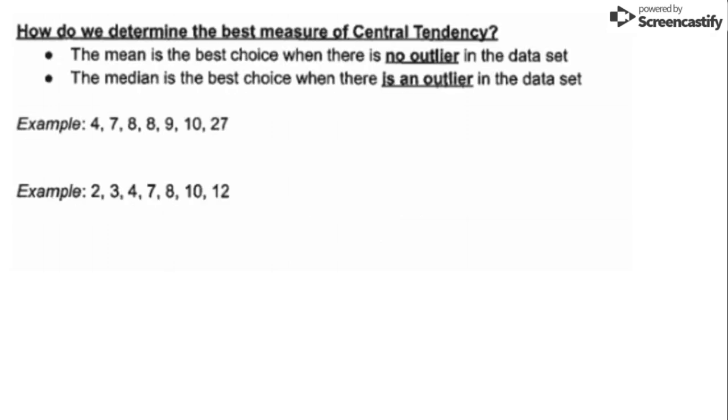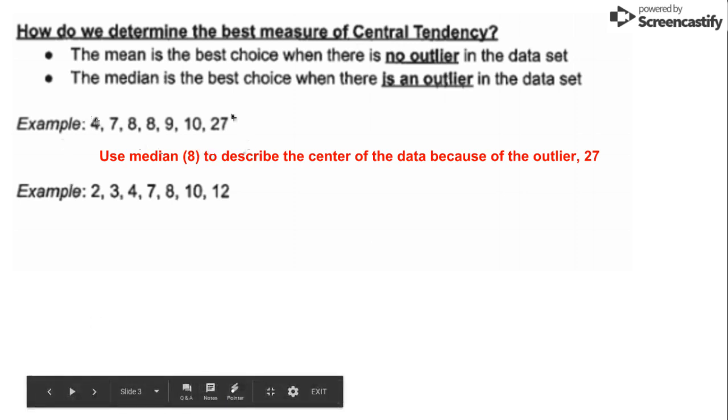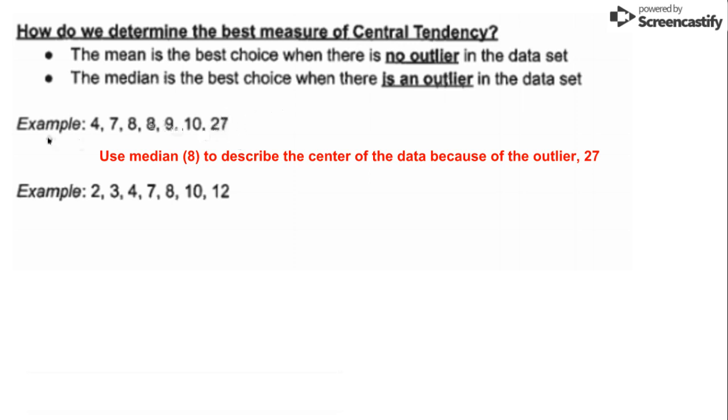So as we said, we want to describe the center of these data sets using the best measure of central tendency, the best measure of center. So the mean is going to be the best choice when there's no outlier. The median is the best choice when there is an outlier. So for example, this first one has an outlier of 27. It's much larger than the rest. So to describe the center of the data, I'm going to use the median, which is 8.